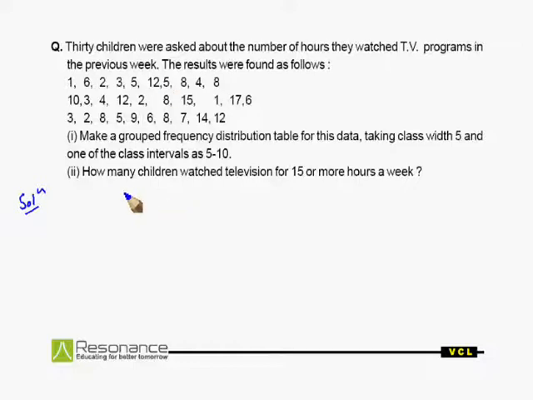For the drawing of the group frequency distribution table, we have to make three columns. In the first column, we have to write down the class interval for the number of hours. In the second column, we have to write down the tally marks. In the third column, we have to write down the number of students.